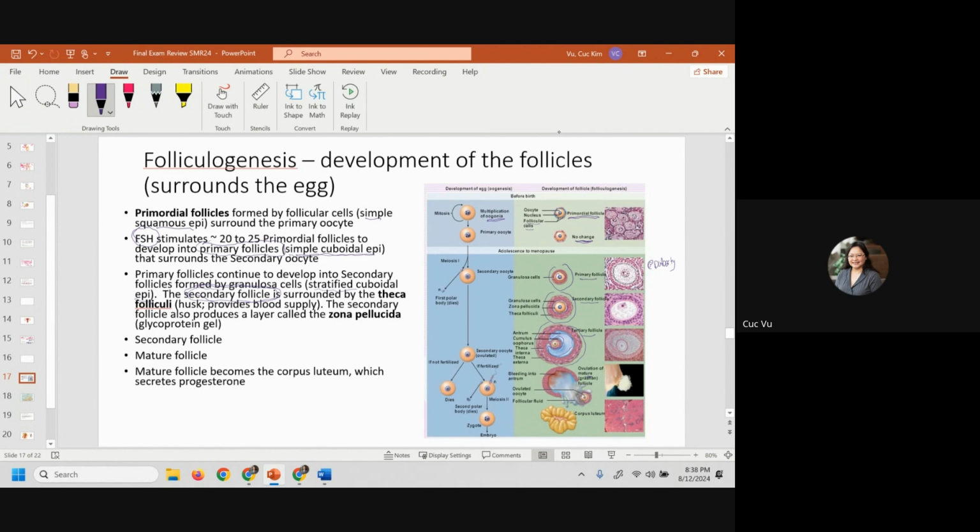So the major difference between the secondary and tertiary, they're both stratified cuboidal, but in the tertiary, you will find the antrum, and that's significant.